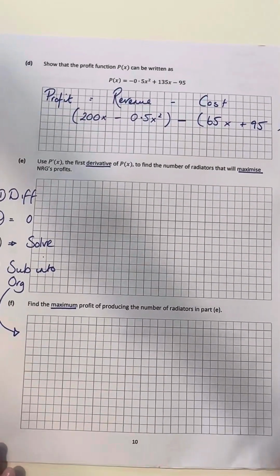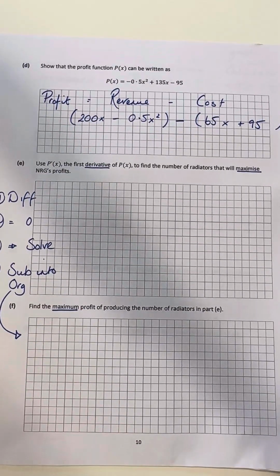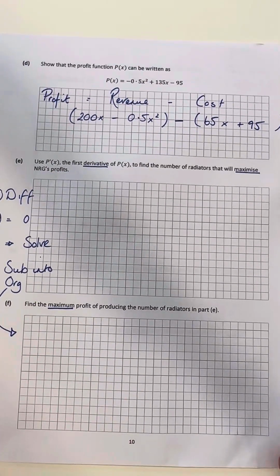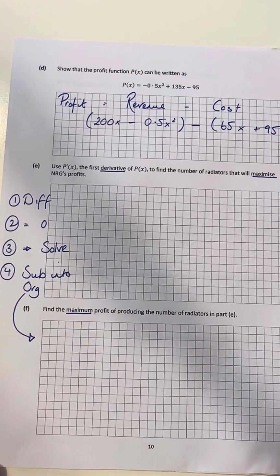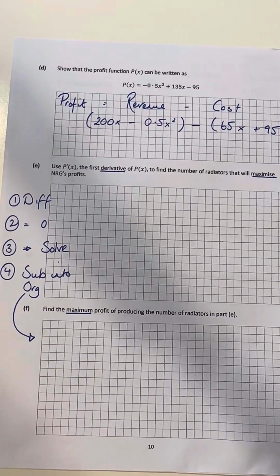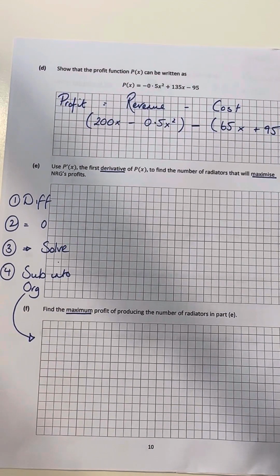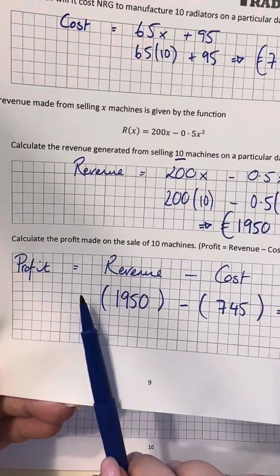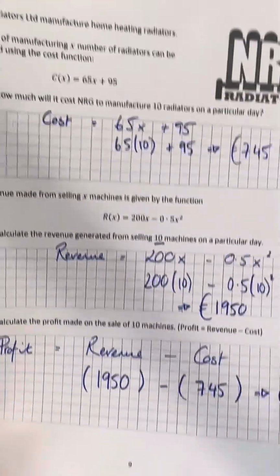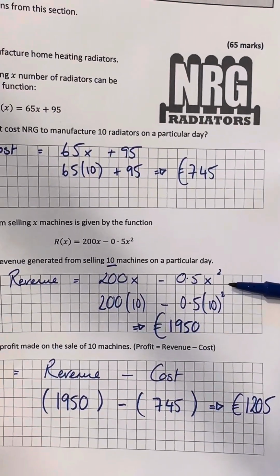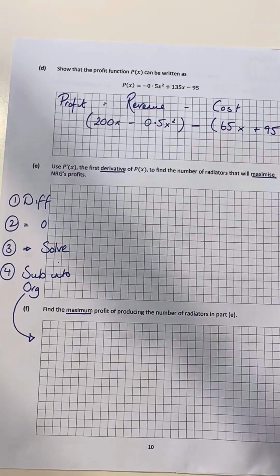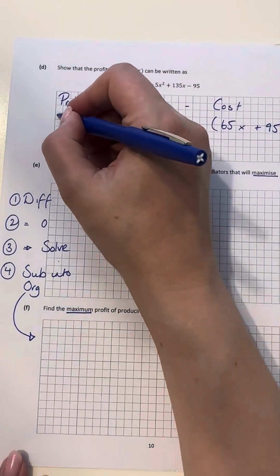Right, on to the next page here. So we need to show that the profit function can be written as minus 0.5x squared plus 135x minus 95. As we discussed in the last part, profit equals revenue take cost. You have a formula for cost, you have a formula for revenue, so you're going to make a new formula for your profit.